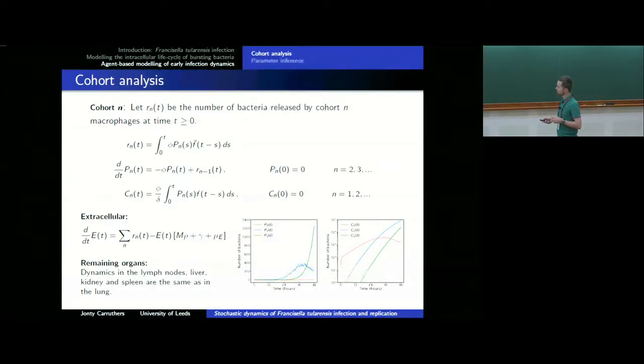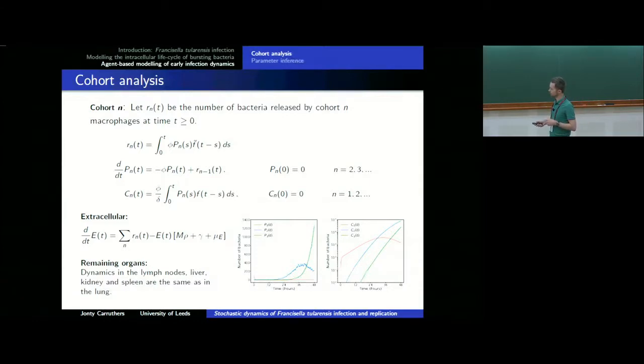To model the size of the cohorts in the remaining organs, we first need this equation for the number of extracellular bacteria. In this case, it will just be the release of bacteria from the N cohorts that we're looking at, minus this term: M times rho would be infecting again in the lung, gamma would be migration, and mu e would be some extracellular death.